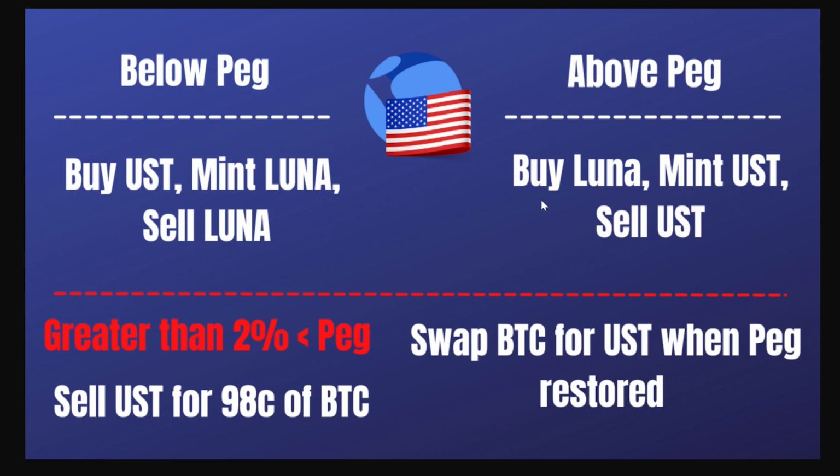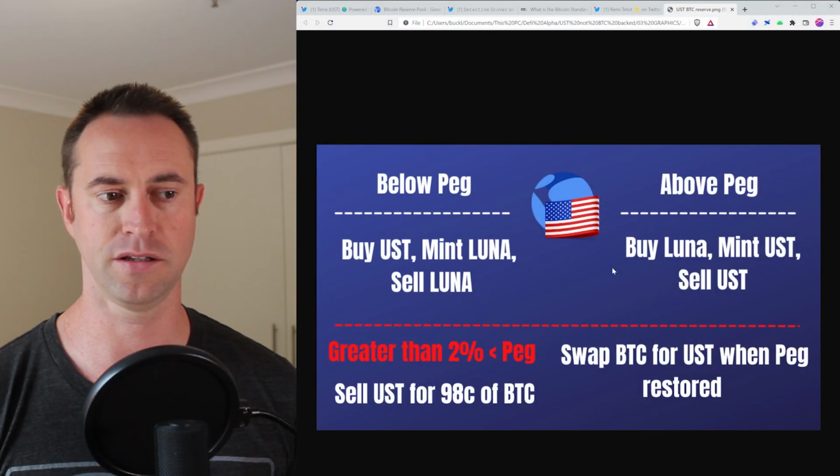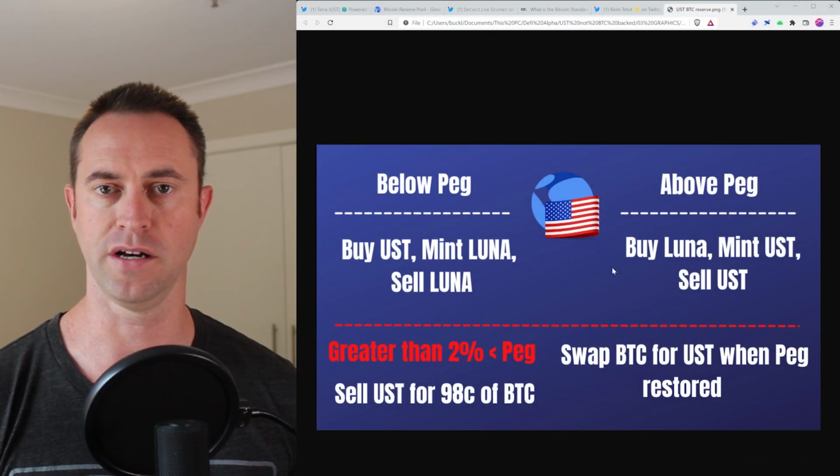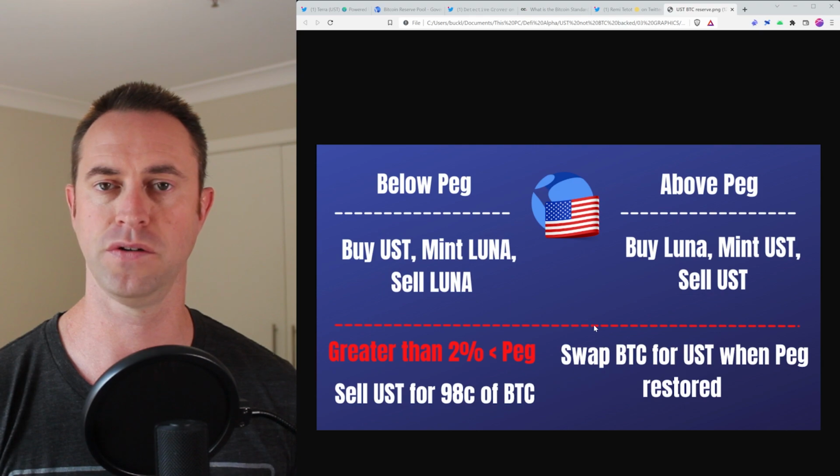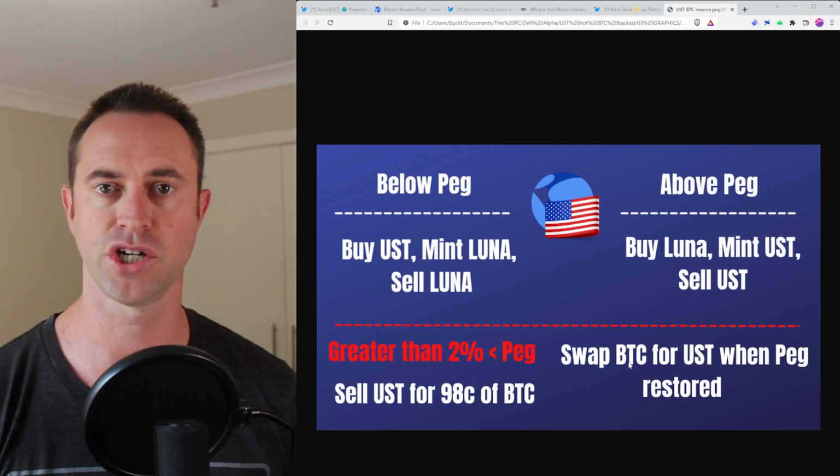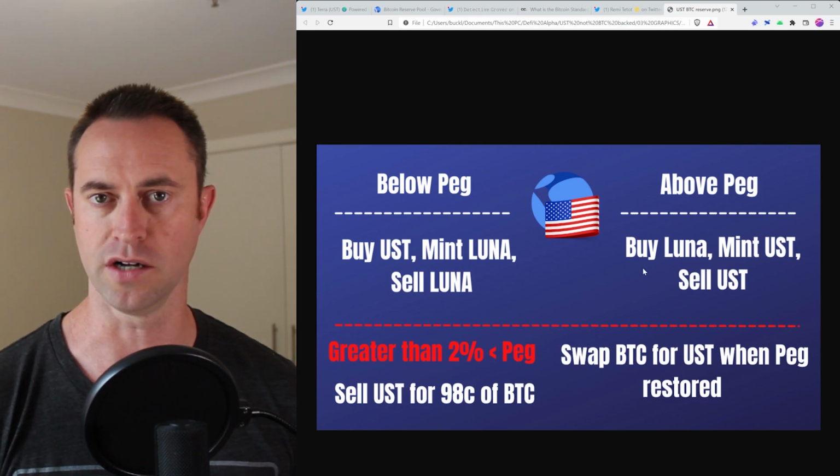So I think this is definitely a net positive overall for the ecosystem, because it restores more faith in the peg of UST, which is super important. And it also means that as Bitcoin grows over time, the base layer that people can use to exit into if they want to get out of UST in a rush gets larger and stronger.